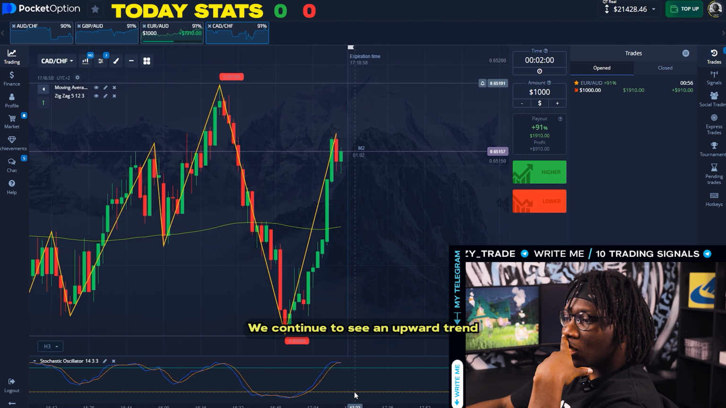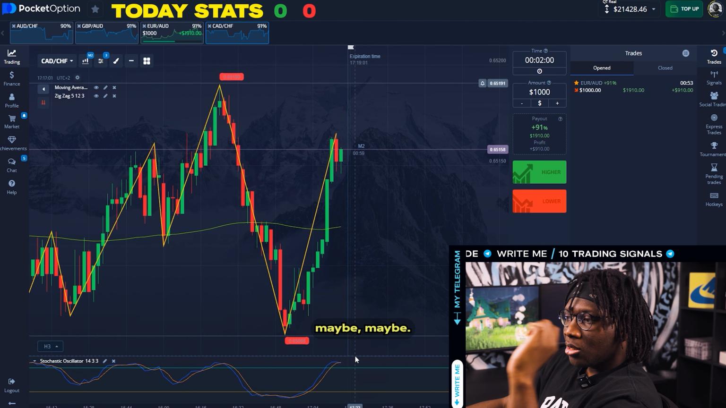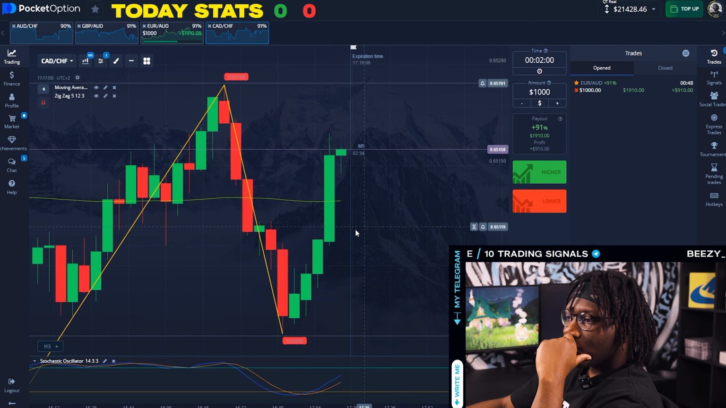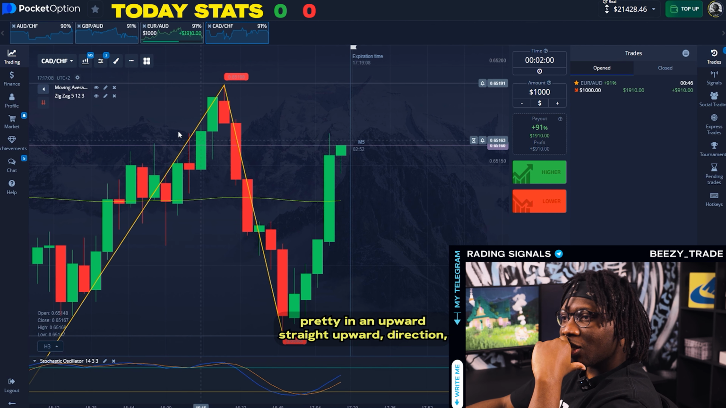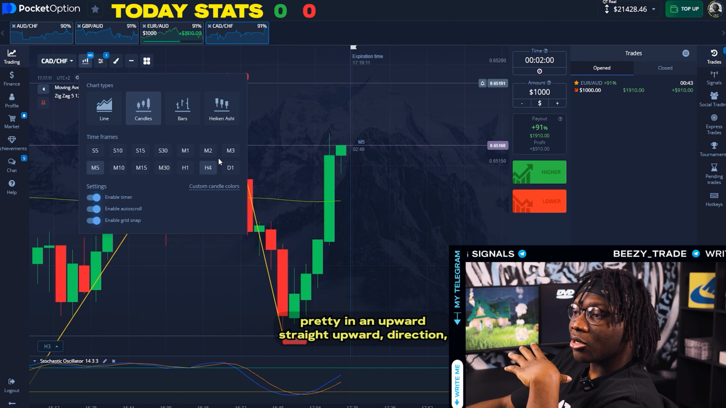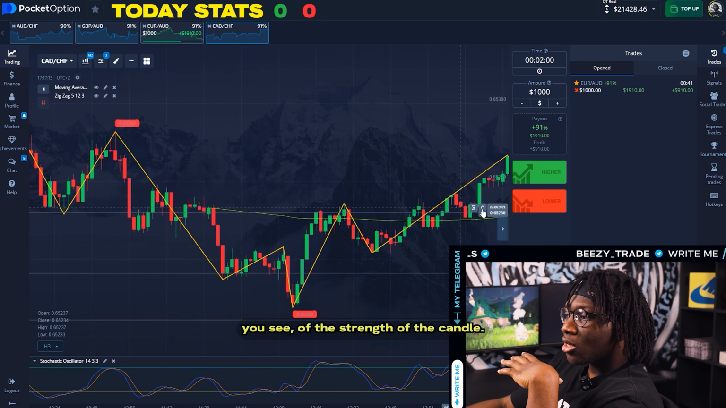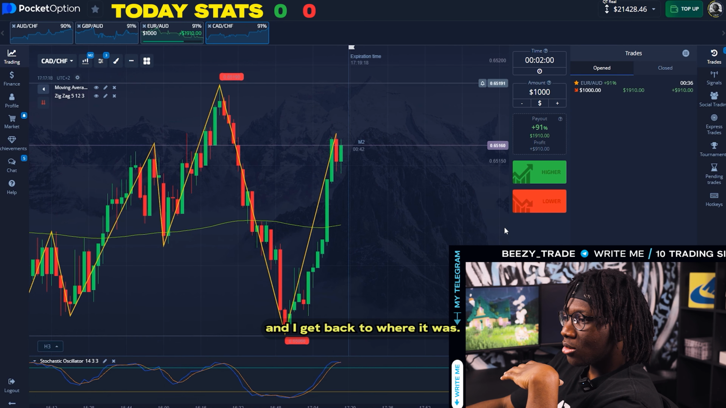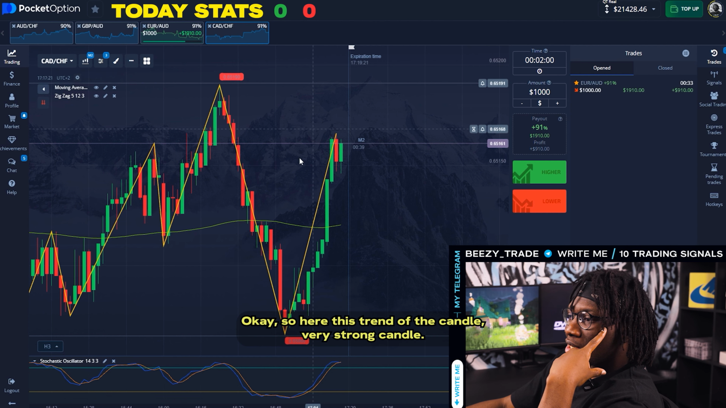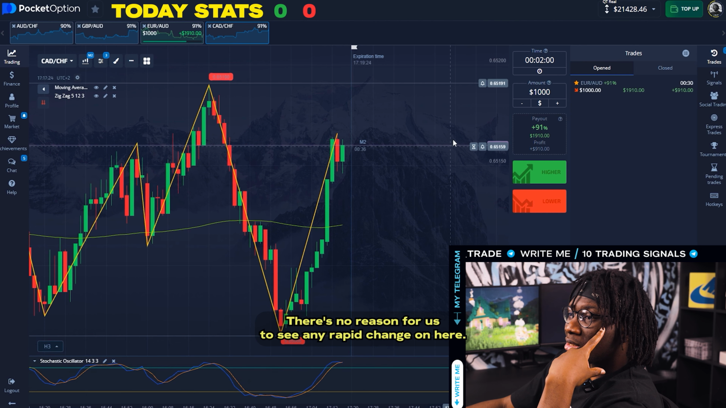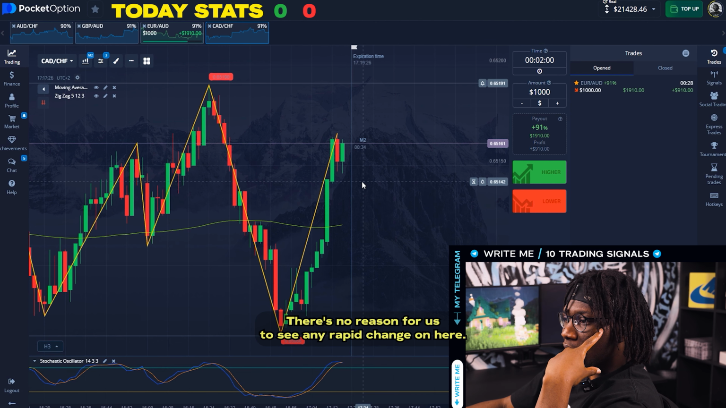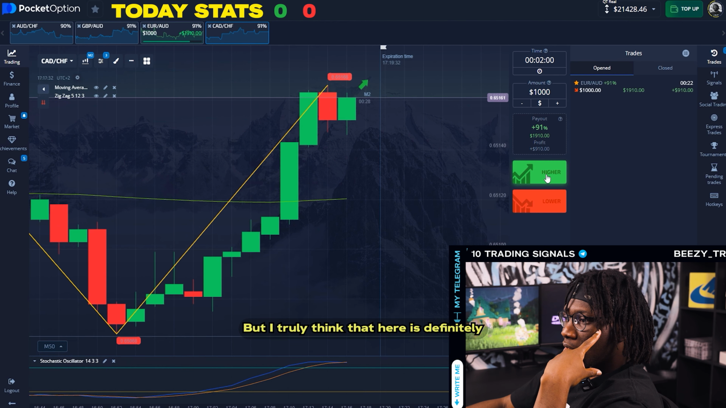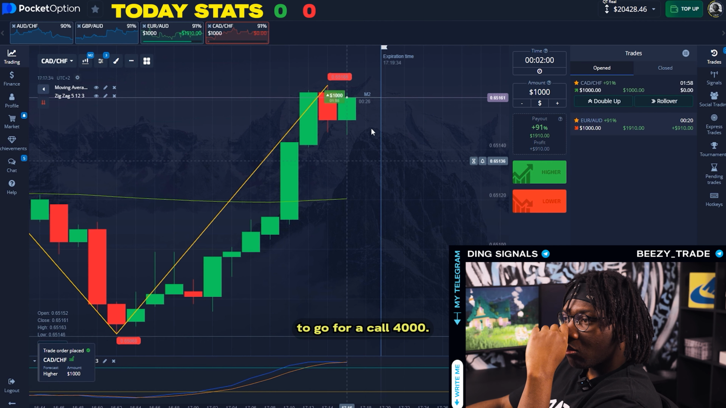We continue to see an upward trend? Maybe. And I'm going to check my M5 as well, and I'm seeing that the market is pretty much in an upward direction. You see, off the strength of the candle, I hate when it does this. Can I get back to where it was? Okay. So here, strength of the candle, very strong candle. There's no reason for us to see any rapid change on here. Candles are pushing up. We see a little bit of resistance, but I truly think that here is definitely a place to go for a call for 1,000.